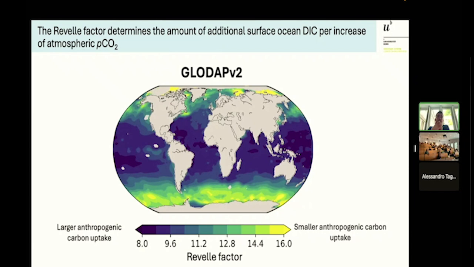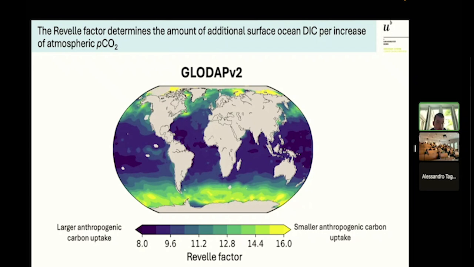CO2 increases by 1%, and the carbon in the ocean would also increase by 1%, that would give you a Revelle factor of 1. And to make it more complicated, it's the inverse, so it's the change in atmospheric CO2 divided by the change in ocean DIC. So the higher the Revelle factor is, the smaller is the anthropogenic carbon uptake for a given increase of CO2 in the atmosphere, and the lower it is, the more the ocean can take up.